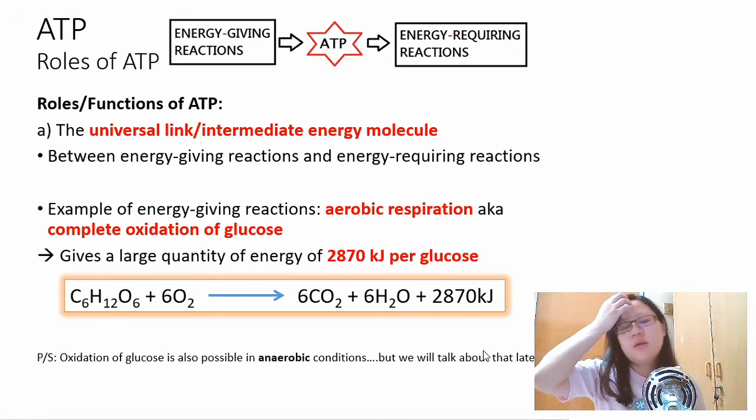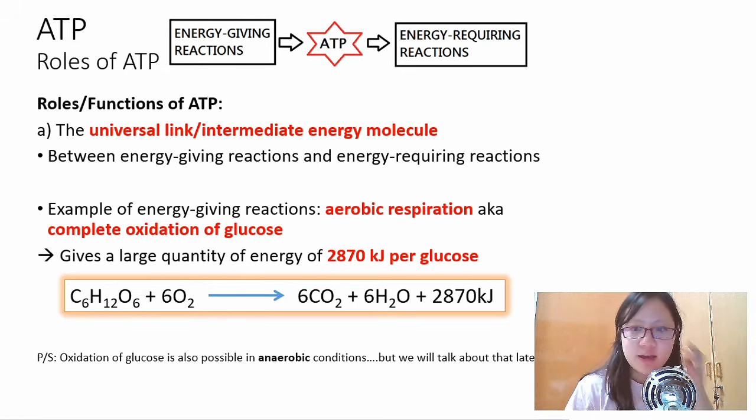6H2O is produced here as well, water, and you end up with 2870 kilojoules of energy per glucose. This is aerobic respiration. Respiration can also happen in anaerobic conditions, but that's something we will explore afterwards.